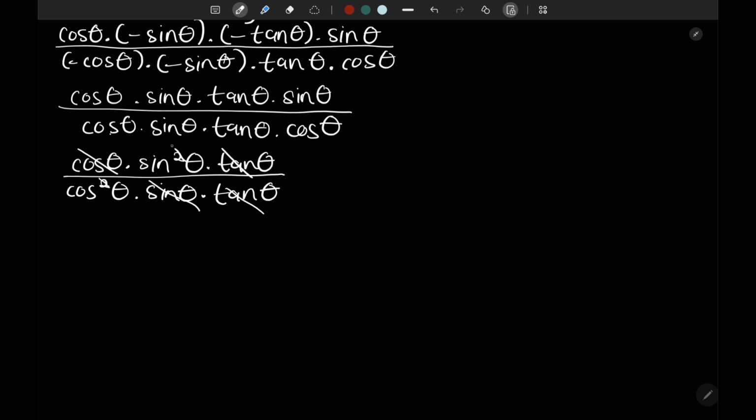What are you left with? Here in the numerator, we have sine theta because we took out 1, right? So this should be sine theta over. We have cos theta as we cancelled 1. So your final answer should be sine theta over cos theta. Now let's do the last example.